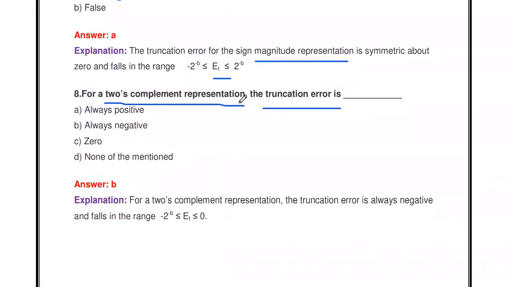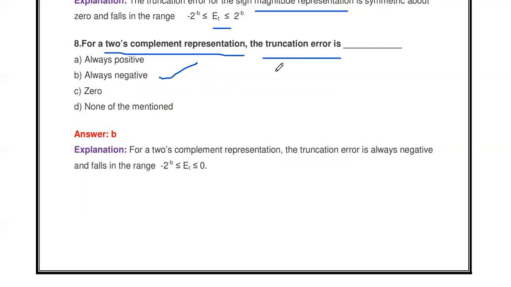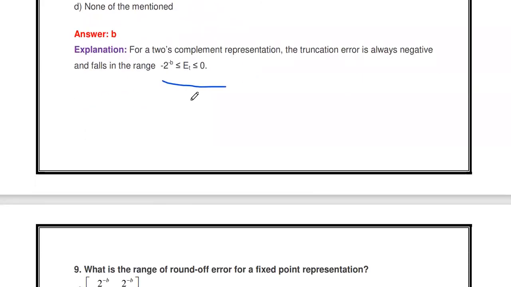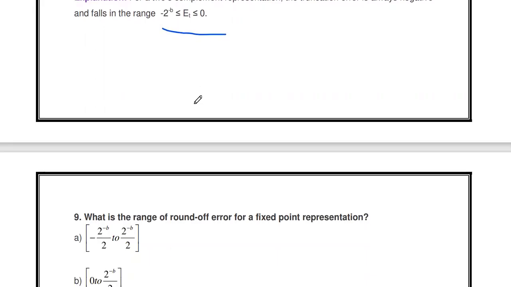In a 2's complement representation, the truncation error is always negative. So you see, the truncation error for 2's complement representation lies between minus of 2 to the power minus b to 0. So that's why the truncation error is always negative for 2's complement representation. Okay, so you just remember these truncation error answers. Okay, this is also an important question.